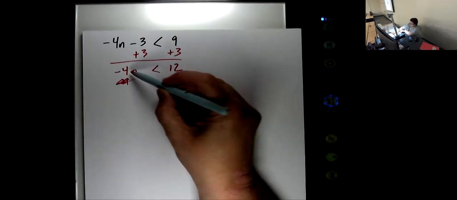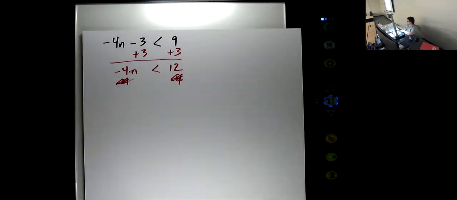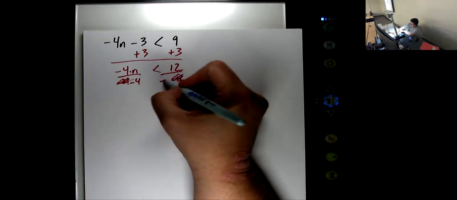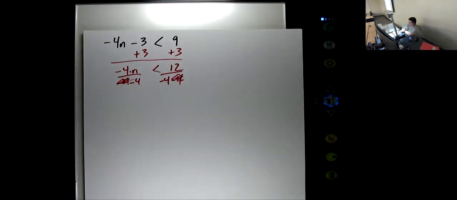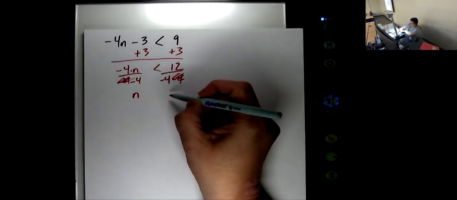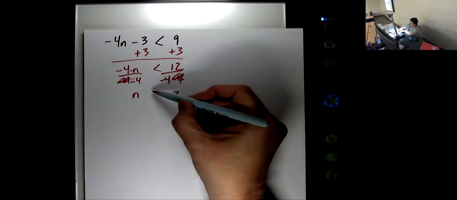Instead, this is multiplied by it. So we want to do the opposite of multiplying. What's the opposite of multiplying? Divide. Let's divide. And I will get n over here, and I will get -3 over here. And the sign flips direction.